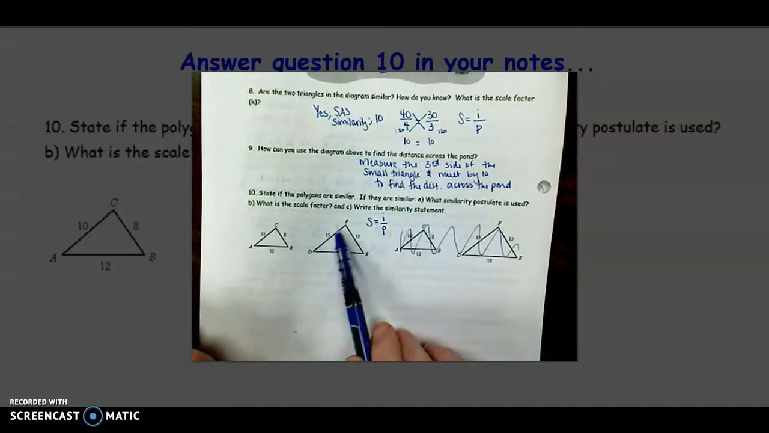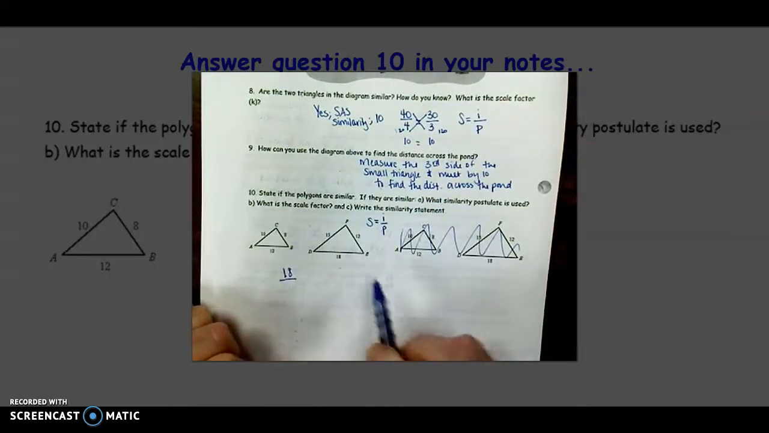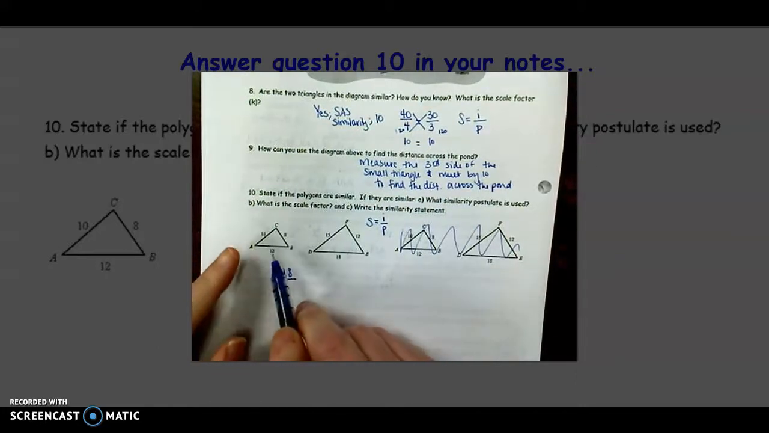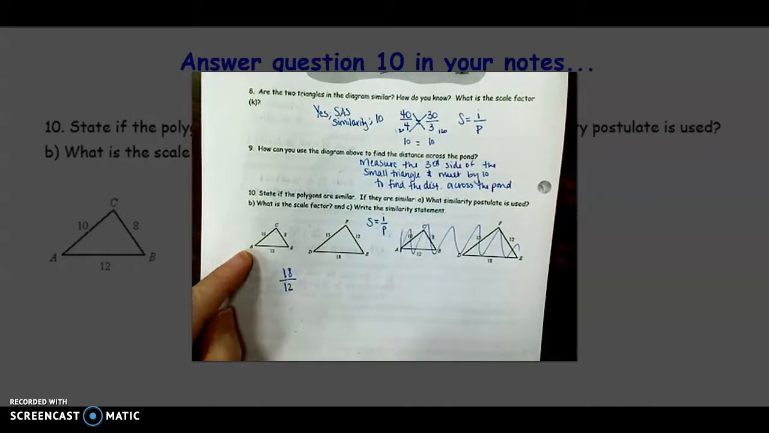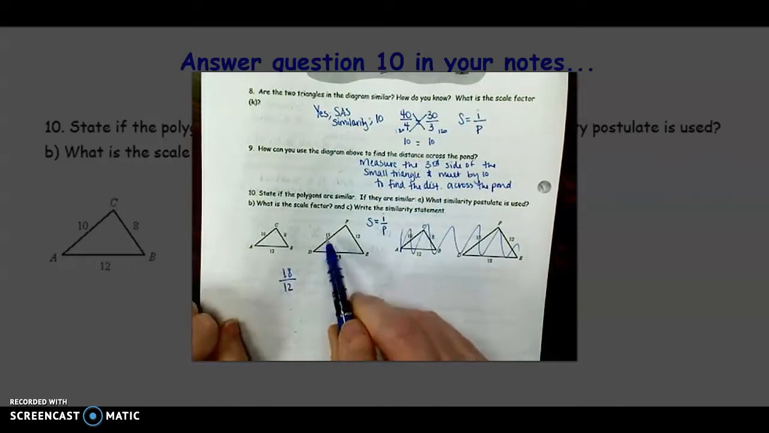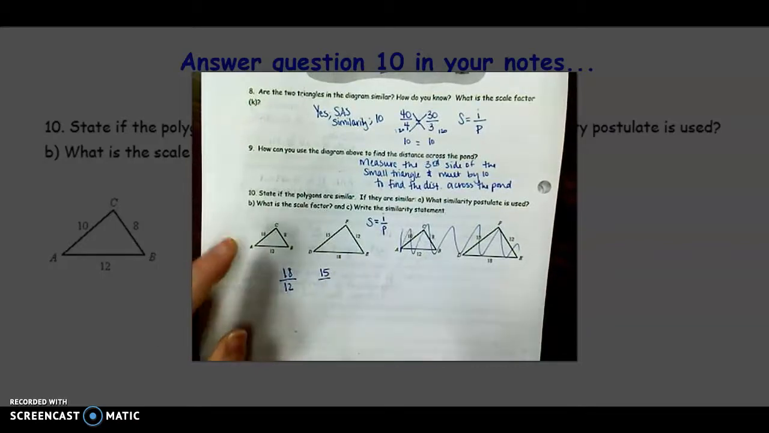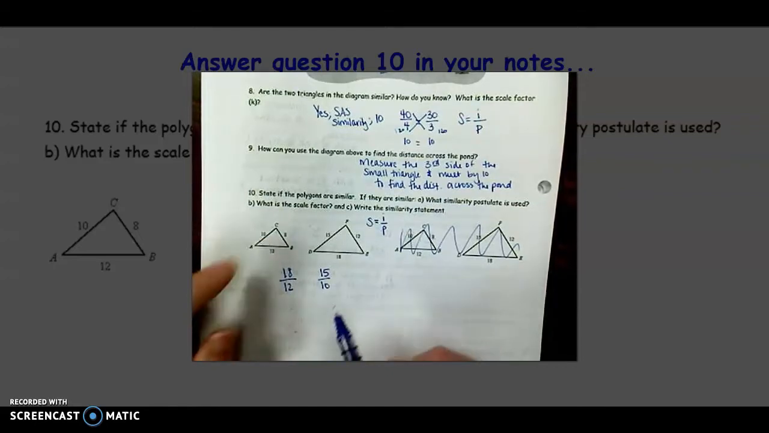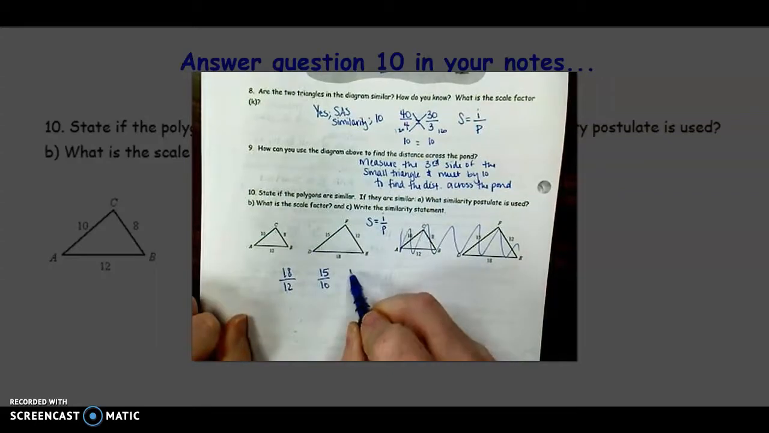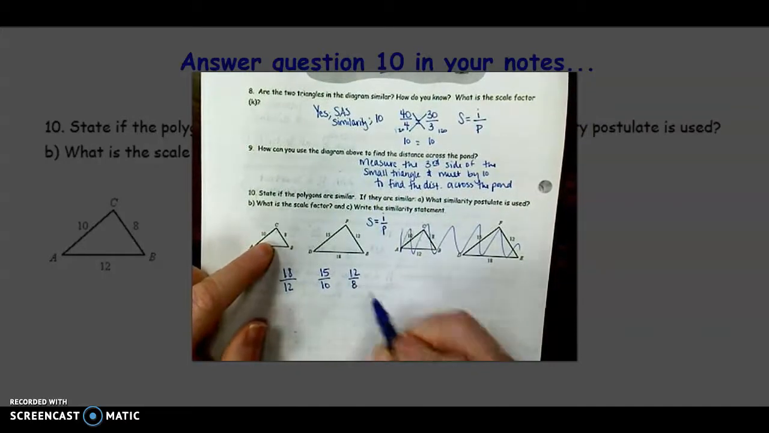So the longest side of this triangle is 18, and that's my image. I'm going to put that in the numerator. And I'm going to compare it to the longest side of the other triangle, which is 12. So I'm putting that in the denominator. The next largest of the big triangle is 15, and I'm going to compare that to the medium side of this triangle, which is 10. And then the smallest side of this triangle is 12, and I'm going to compare it to the smallest of the other one, which is 8.